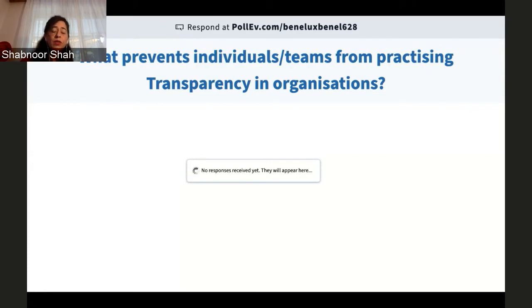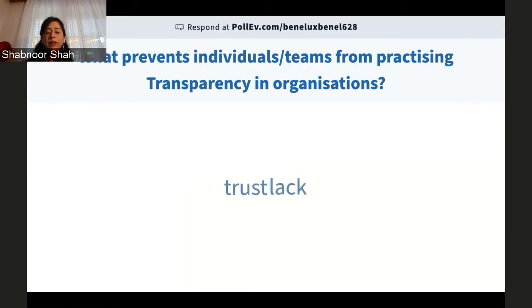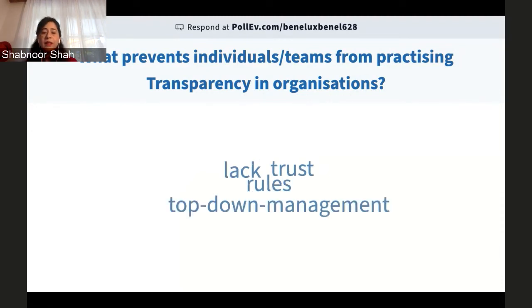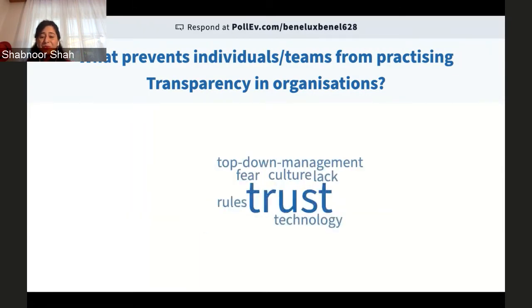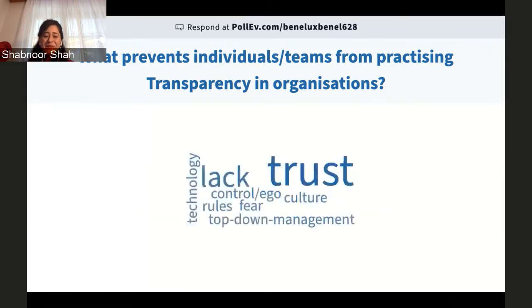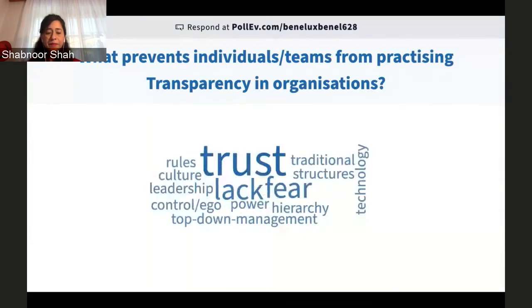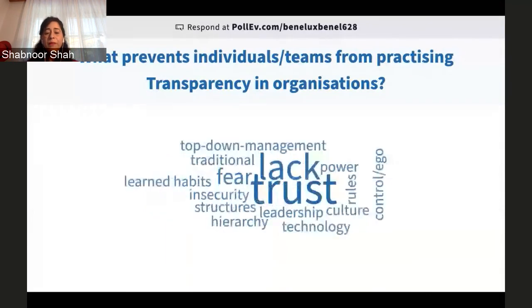Maybe somebody who joins your organization is very new to that culture. How could you support them eventually? This information could help us. Yes. Lack of trust, technology, rules, top-down management. Yes. Command and control can really create a lot of challenges for open organizations. Control and power. Yeah. Ego. Yes. All of these, absolutely.